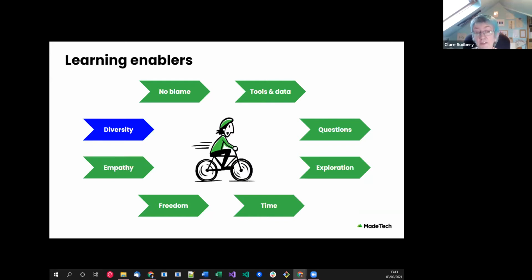And finally, diversity. The more diverse our teams are, the more different backgrounds people come from, the more different ways people have of asking questions, the more stimulating it is for everybody, because everybody's encouraged to think about things in different ways, to ask and answer questions. Diversity really does make a difference for a learning culture.